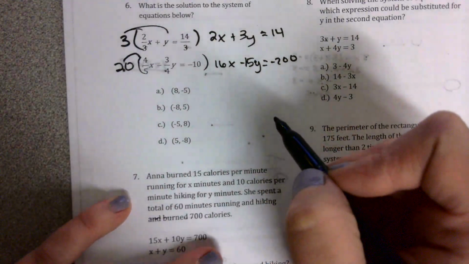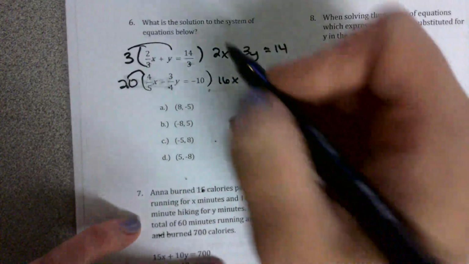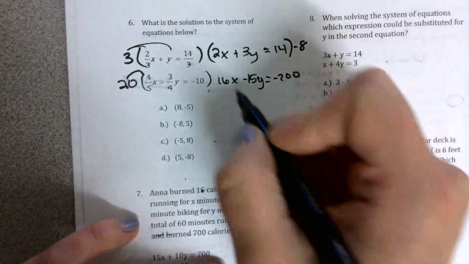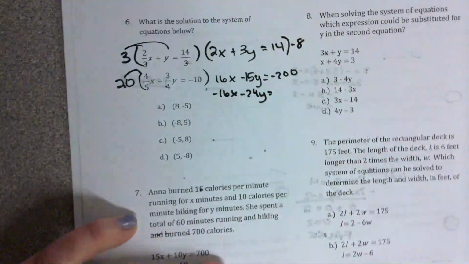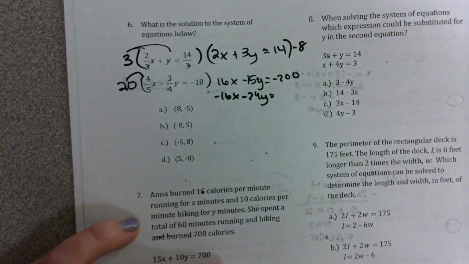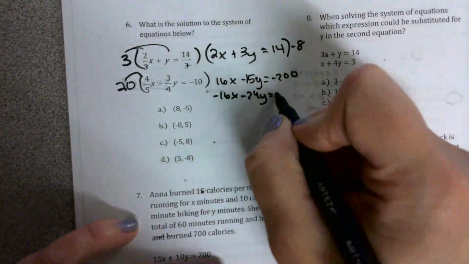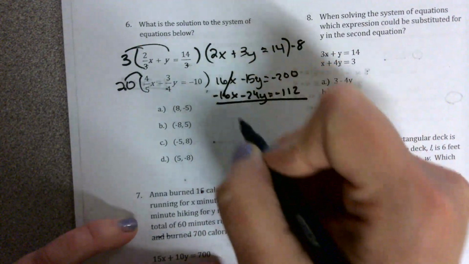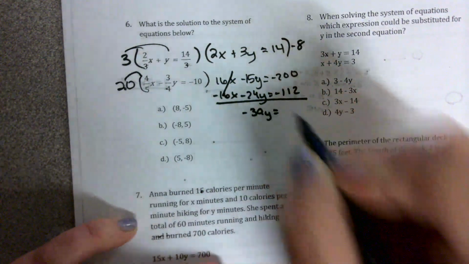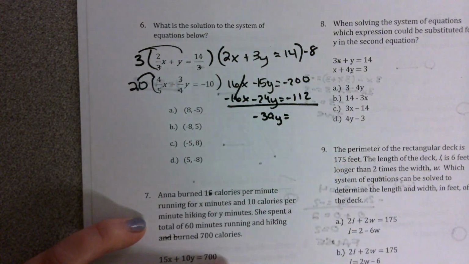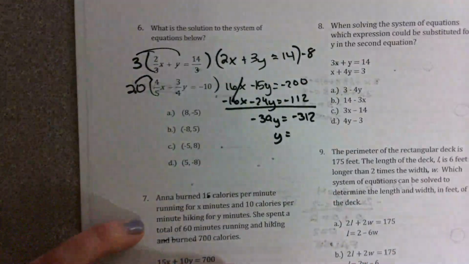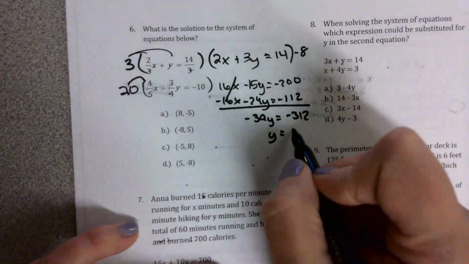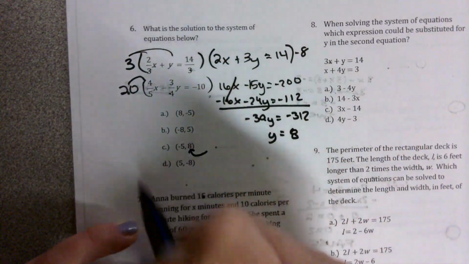I'm going to use elimination now. So all I did was make it easier to work with. I'm going to multiply the top by negative 8 so that I get negative 16x, negative 24y equals negative 112. These are going to cancel. We'll get a negative 39y equals negative 312, divided by negative 39. And that's 8 for y. This is the only one with a y value of 8.